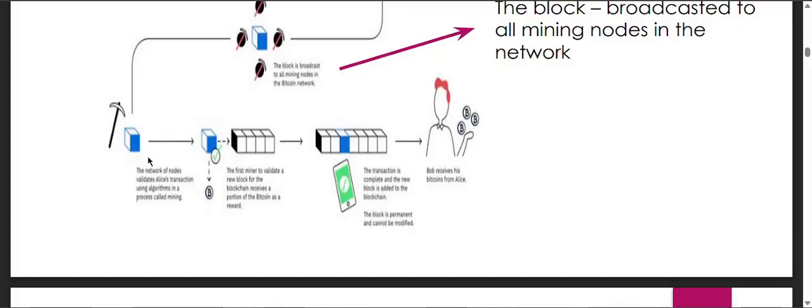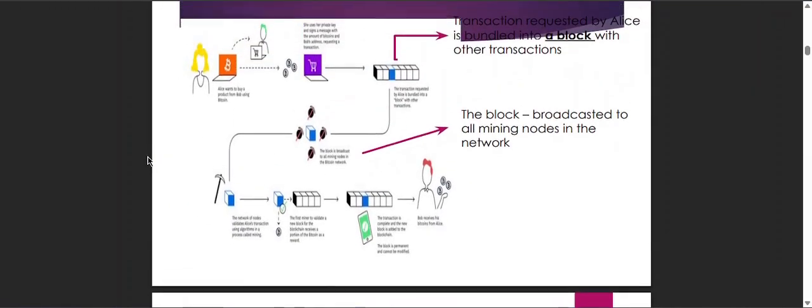The mining process is validated by the miners. The first miner to validate a new block on the blockchain receives a portion of a Bitcoin as a reward. Once that is received, the transaction request is complete and it is sent to Bob's side. This is how the miner block works.